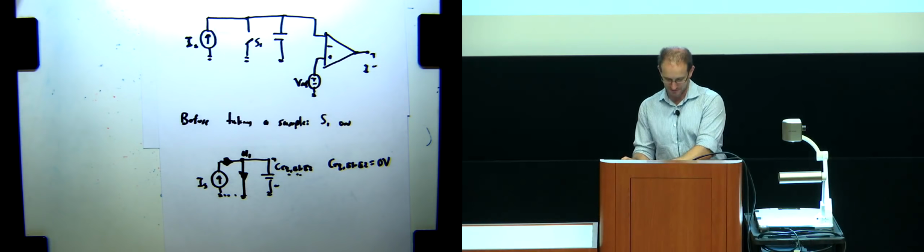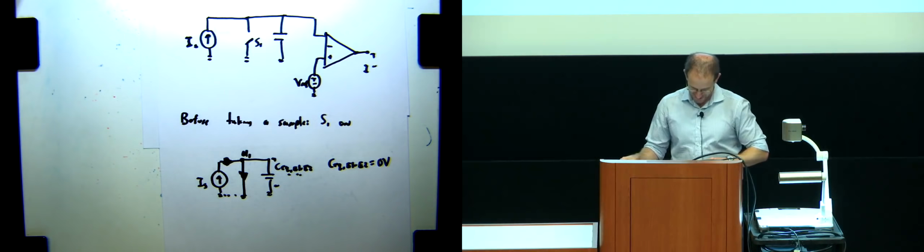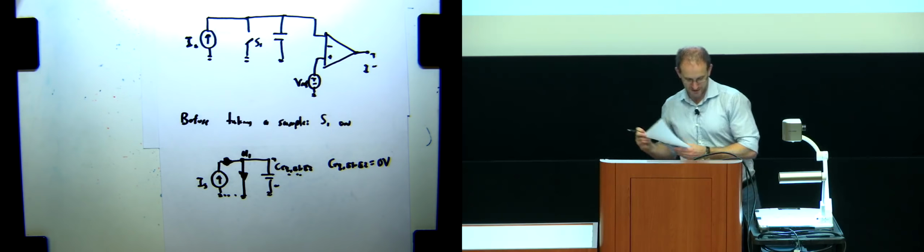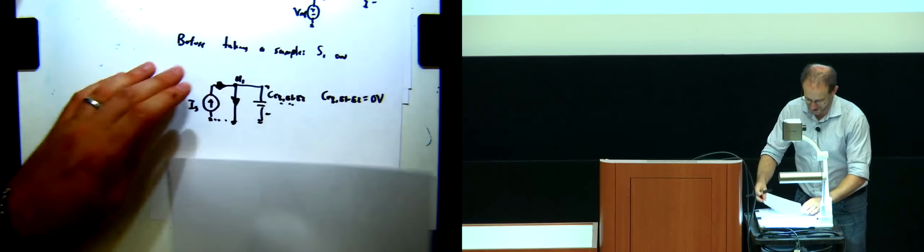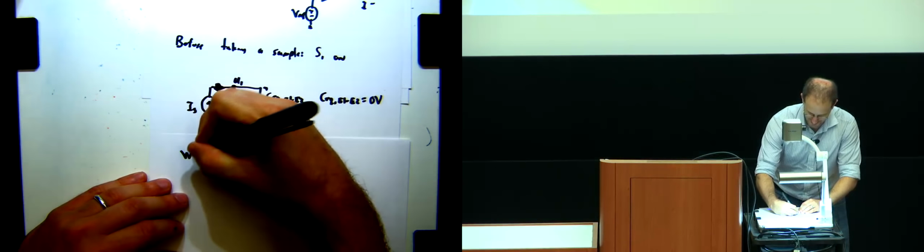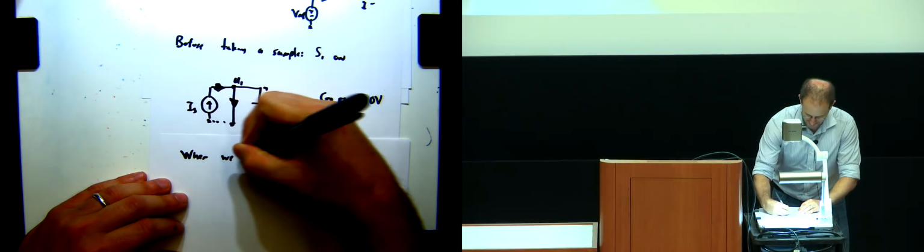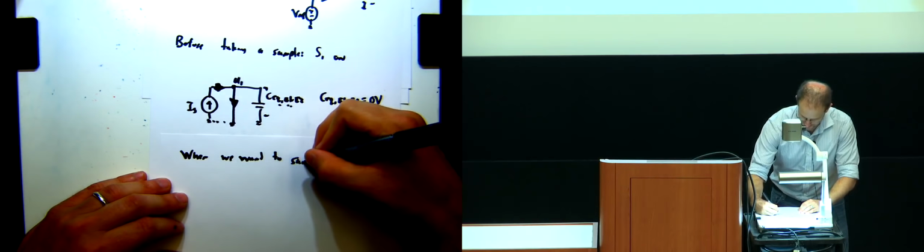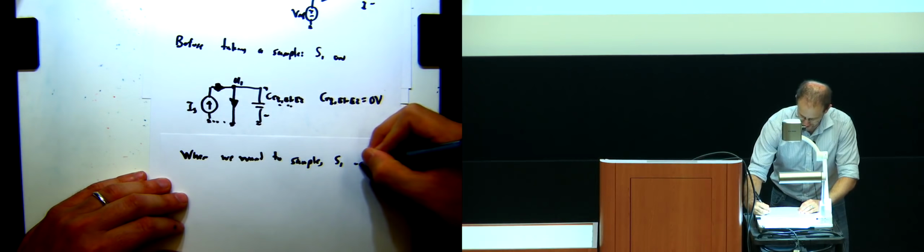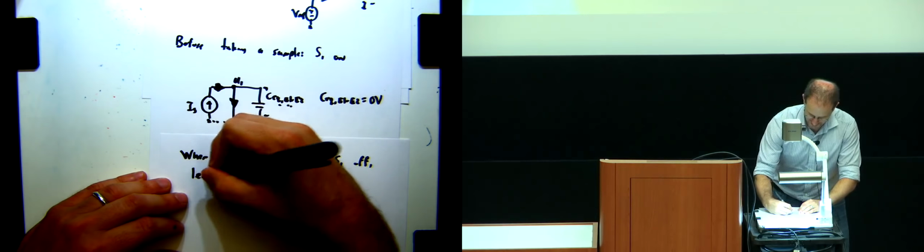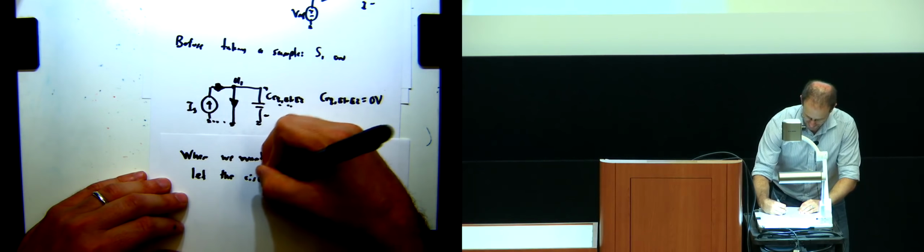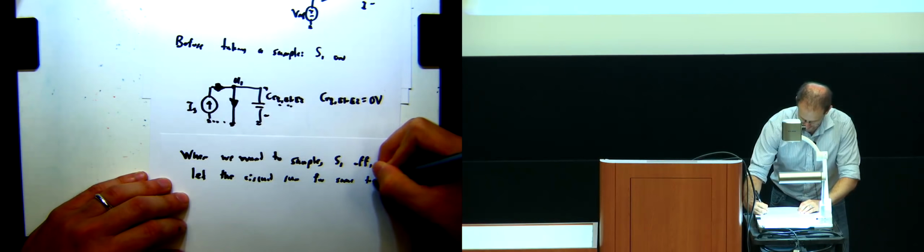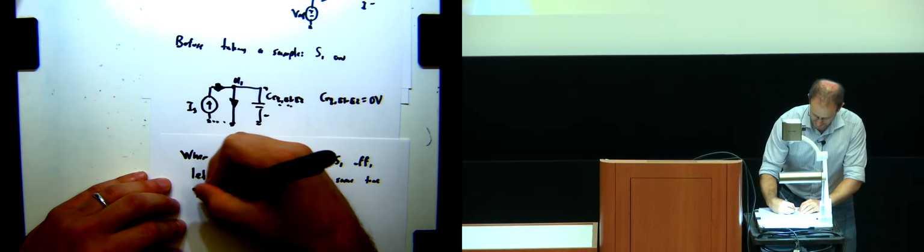Okay, so we're going to set things up that way. Now, when we actually want to take the sample, meaning we want to check is there a touch or not, we'll turn S1 off and let the circuit run for some time, capital T.